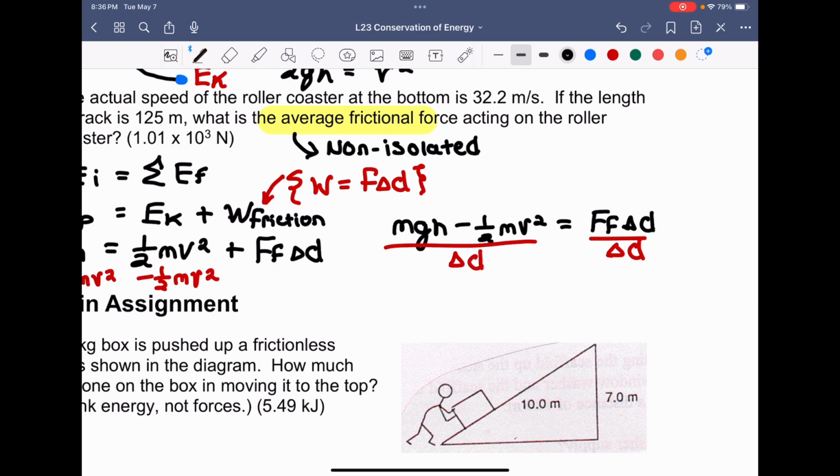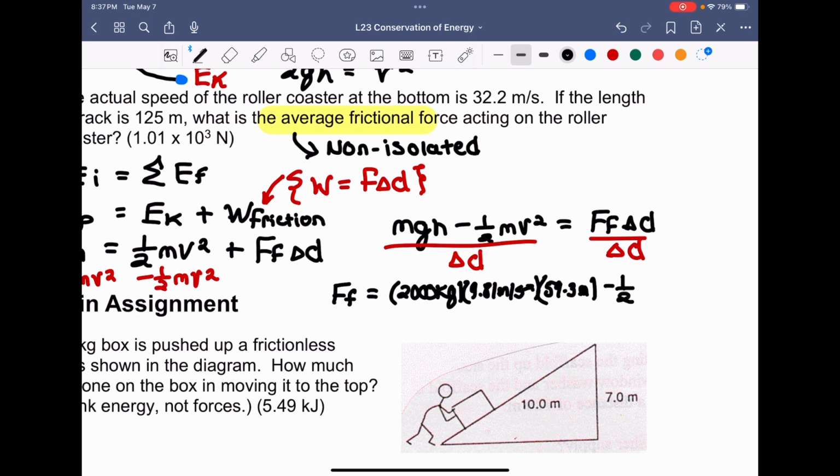When I divide both sides by delta D, we get that the force of friction is equal to, and I'm just going to start plugging in values here. Our mass of the roller coaster was 2,000. Oh, I'm going to need a lot of space here, so let me try to extend this out as much as possible. So force of friction is equal to the mass, which is 2,000, which was given early in the problem, multiplied by the 9.81 meters per second squared, multiplied by the height, which in this case was 59.3.